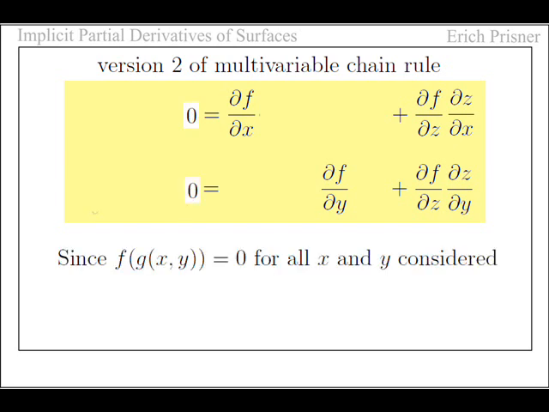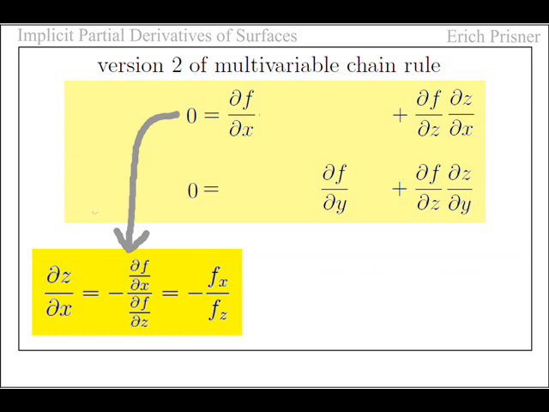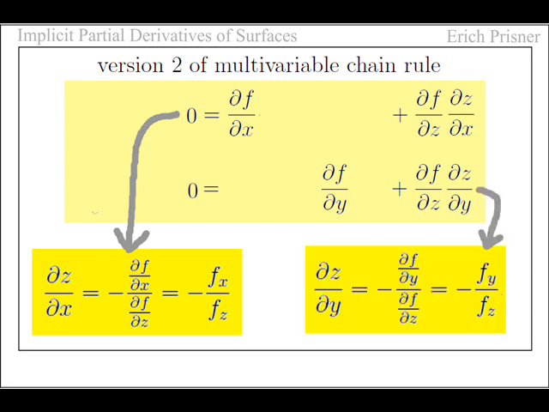Since the composed function f circle g is constant, since f of g of x, y is 0 for all x and y considered, both partial derivatives of this composed function are 0. So the left sides of the equations are 0. Now we solve these two equations for dc over dx and dc over dy and get dc over dx is the negative quotient of the partial derivative of f with respect to x and c, and similar for dc over dy.